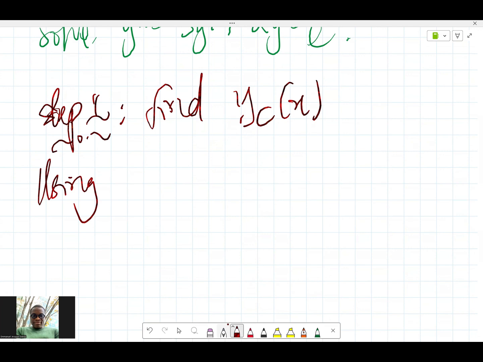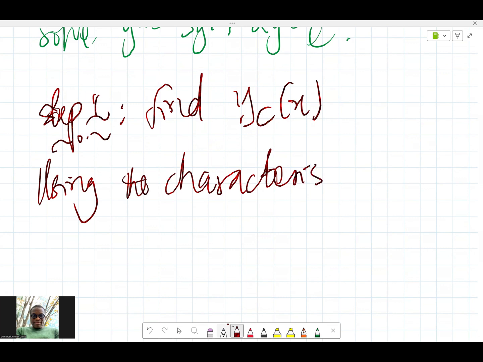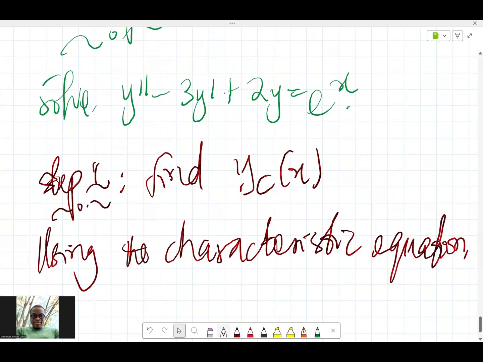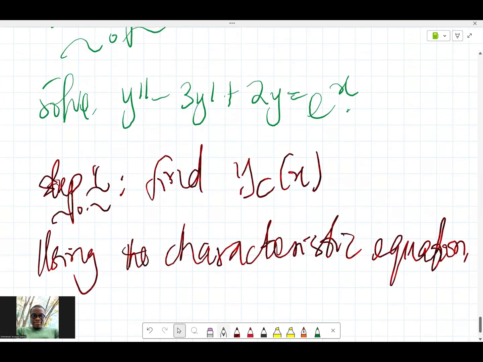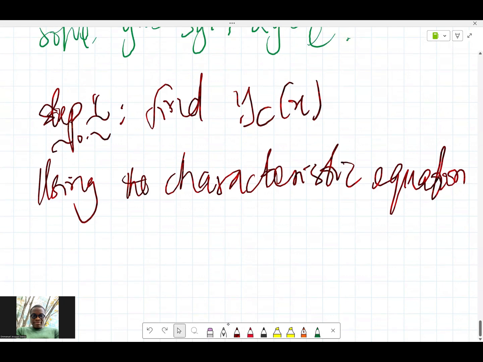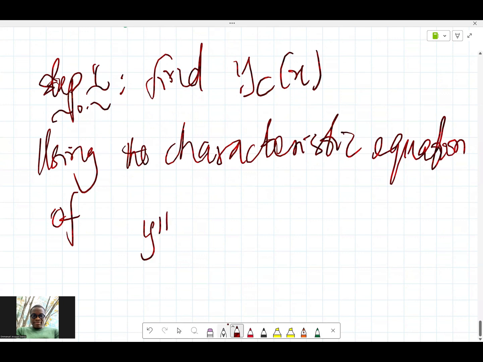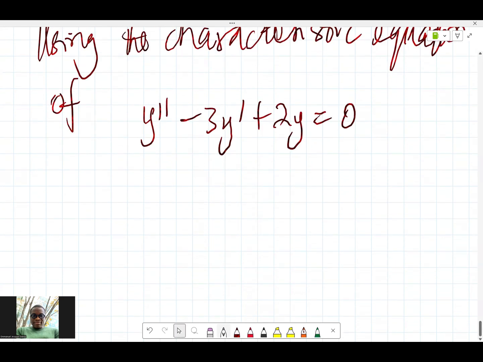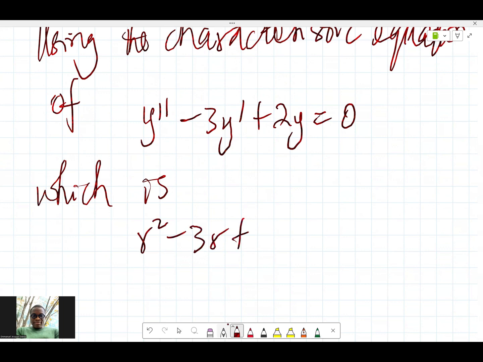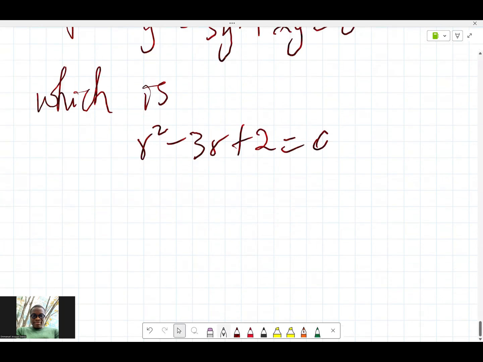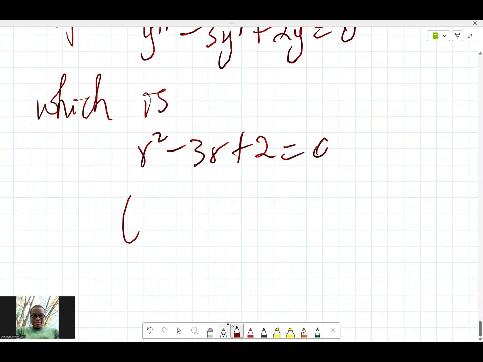The characteristic equation. Using the characteristic equation, right? That is for the non-homogeneous part now. So, to find y of c, isn't it the characteristic equation of the homogeneous part? That is y double prime minus 3y prime plus 2y equals 0, which is r squared minus 3r plus 2 equals 0. That's what the characteristic equation will be. And of course, I explained this under the homogeneous part, how we arrive at this.